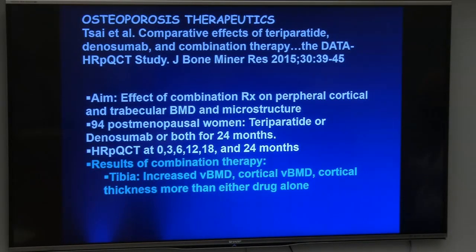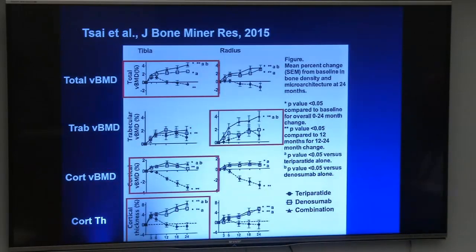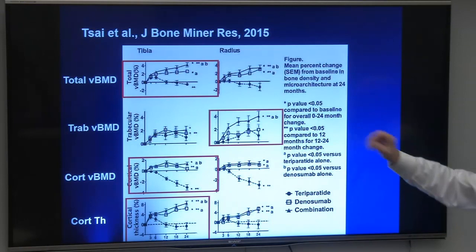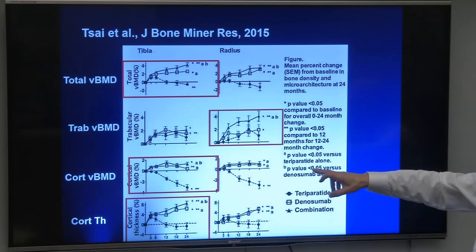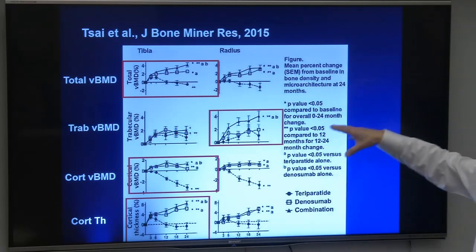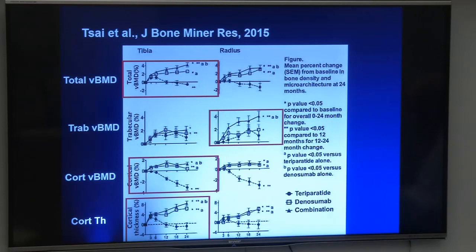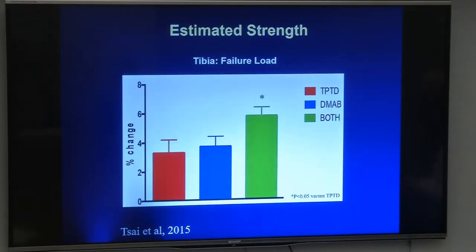And Ben has gone further. He's done microstructure with extreme CT, and I boxed the areas where there are advantages to combination therapy over monotherapy in terms of total volumetric bone density, trabecular volumetric bone density, cortical volumetric bone density, and cortical thickness, and it varies according to whether you're using the tibia or the radius. And then looking at finite element modeling on the extreme CT image, both together gives you better strength by FEA than Teriparatide or Denosumab alone.